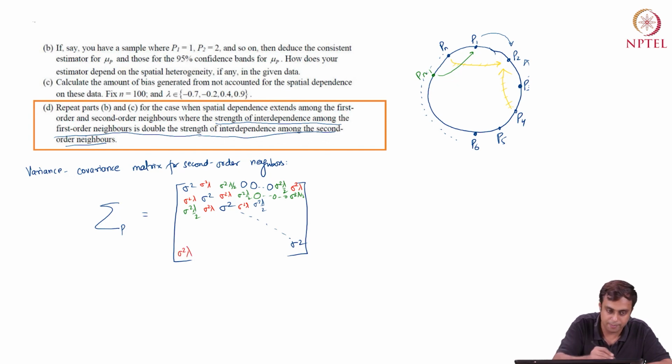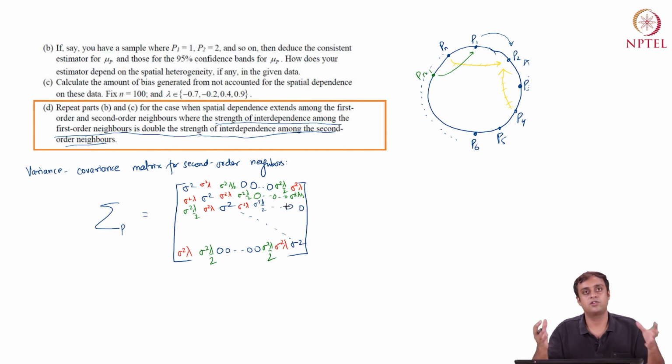So you sort of get a gist of how these things will look. So you have sigma squared lambda by 2. This is for the nth entity. You have sigma squared lambda by 2, and all others are zeros. So you can fill these things in and construct a variance covariance matrix.